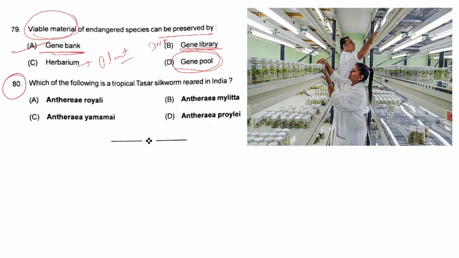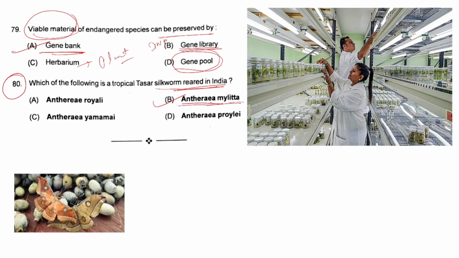Next, question number 80. Which of the following is a tropical tussar silkworm reared in India? This is again a factual question. The answer for this is option B, that is Antheraea mylitta. So this is all about the CPET 2023 question paper. Okay, this is the diagram of this Antheraea mylitta.